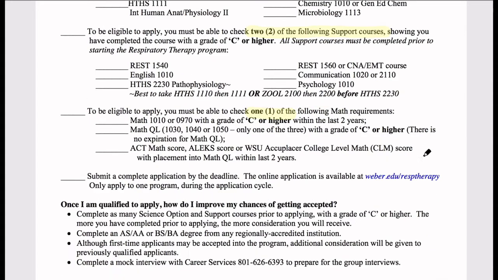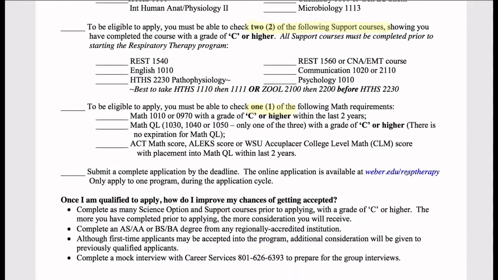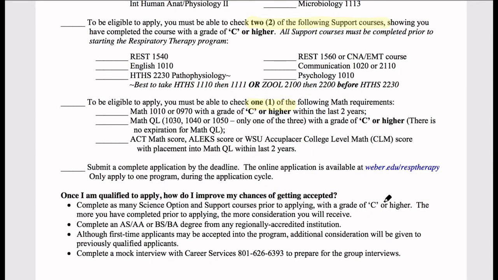Moving on, next section with the support courses. So we have Respiratory 1540. It's a 1 credit hour intro class. It's taught in class or online. It's available every semester, but in the summer it's just online. We have Respiratory 1560, which is a 1 credit hour class, and this class is only taught in class. It's not available online. It's more of a hands-on thing.